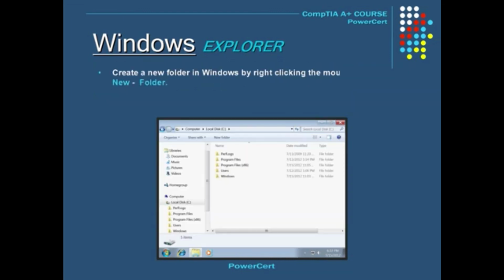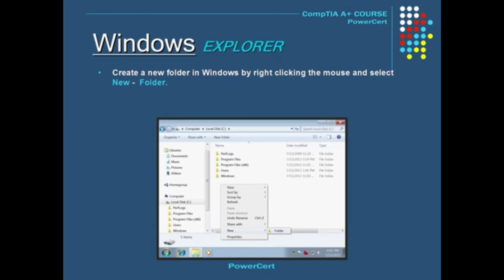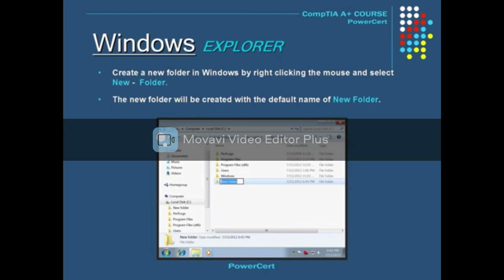You can create a new folder in Windows by right-clicking the mouse in a blank area and choosing New Folder. The new folder will be created with the default name of New Folder, which you can rename to anything you want. And once the folder is created, you can start to fill it with the files you want, such as documents, pictures, videos, music, and so on.